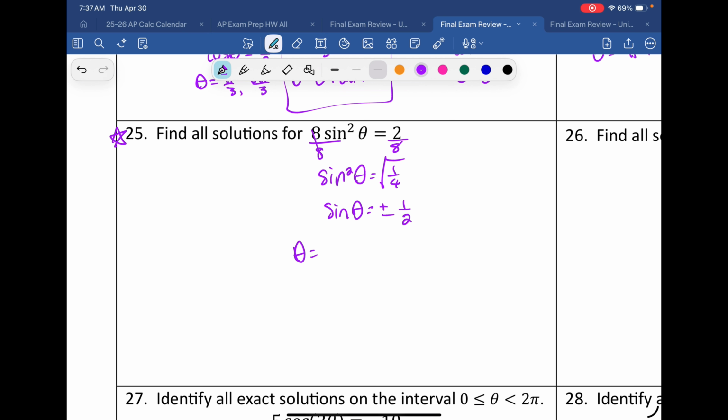So where sine is positive and negative 1/2 is all of your pi over 6 angles. So we have pi over 6, 5 pi over 6, 7 pi over 6, and 11 pi over 6. It does also want all solutions. So it's all these angles plus 2 pi k.